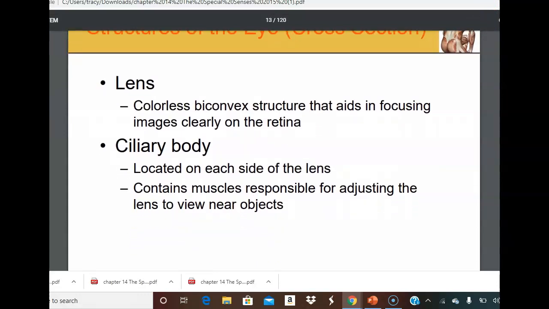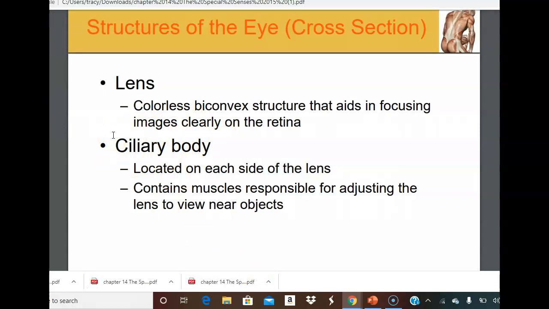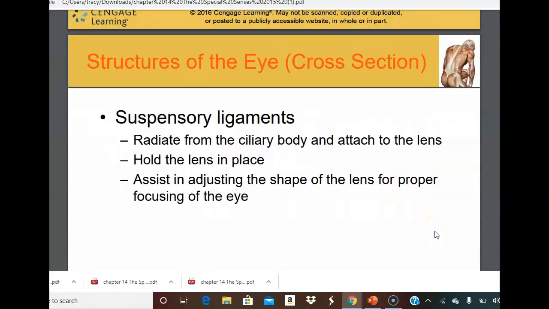Now the lens, we kind of touched on this already. The lens is also colorless, but it's biconvex, meaning that it's kind of football shaped, and it aids in helping images focus clearly on the retina. And this is the term that I mentioned earlier called accommodation, where the muscles can relax and allow the lens to become flatter and change the angle of the light versus needing to contract it and have things focus clearly on the retina. And then the ciliary body is located on either side of the lens and has suspensory ligaments that come down and help in that contraction process.